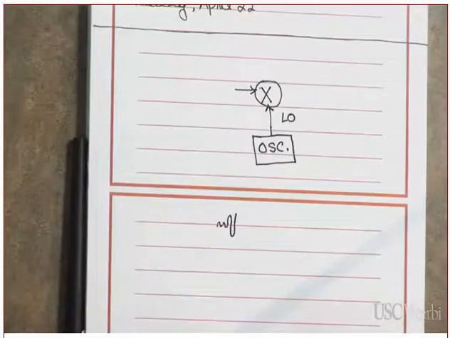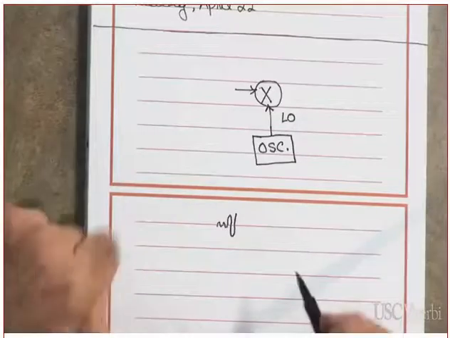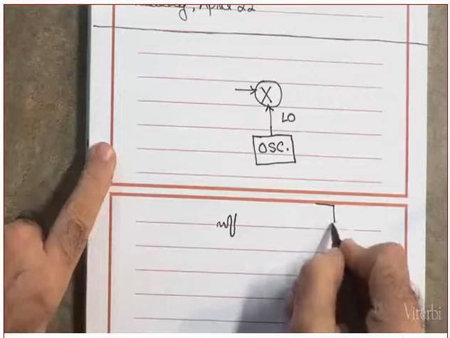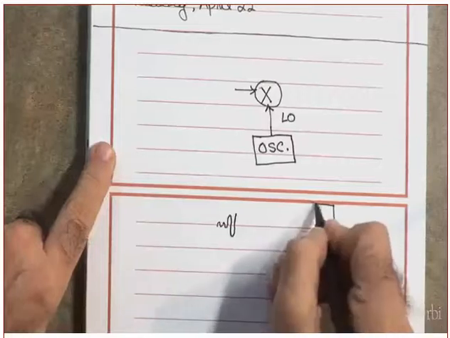The amplifier will build the amplitude. But the question is, who will set the frequency? When you need to set the frequency, part of the oscillator needs to have a tank circuit. See, if you do have a tank circuit, let's assume that we do have a parallel tank circuit.